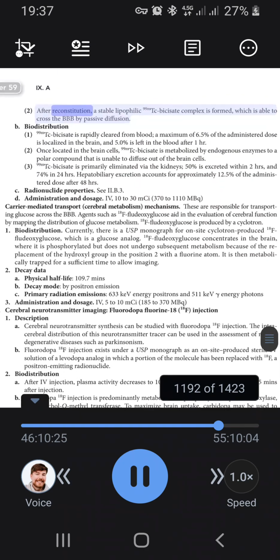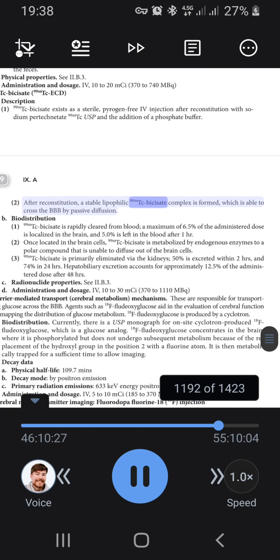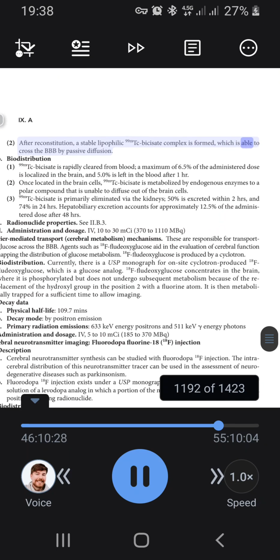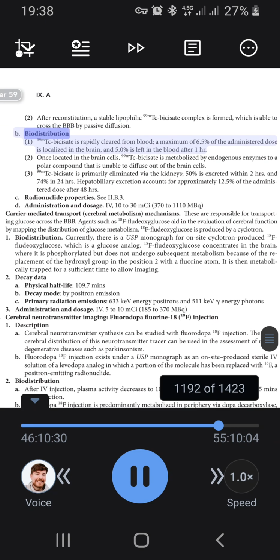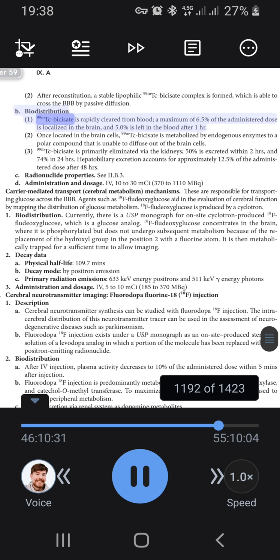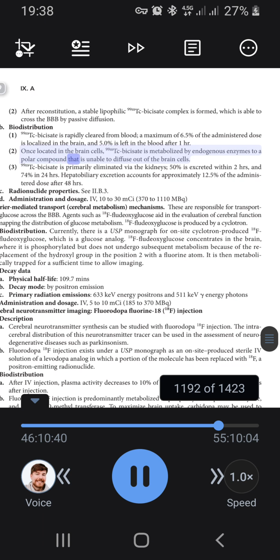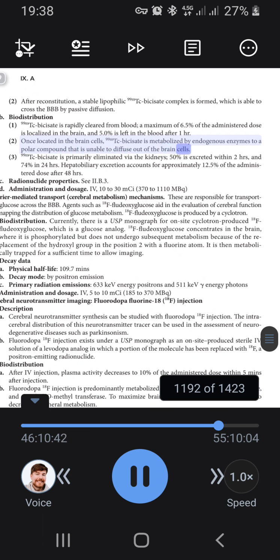2. After reconstitution, a stable lipophilic 99mTc bicisate complex is formed, which is able to cross the BBB by passive diffusion. B. Biodistribution. 99mTc bicisate is rapidly cleared from blood. A maximum of 6.5% of the administered dose is localized in the brain, and 5% is left in the blood after 1 hour. 2. Once located in the brain cells, 99mTc bicisate is metabolized by endogenous enzymes to a polar compound that is unable to diffuse out of the brain cells.